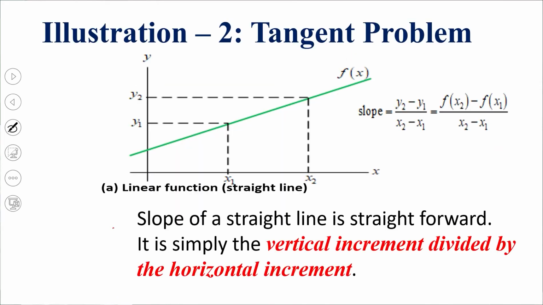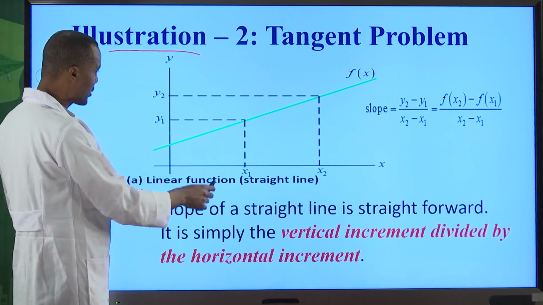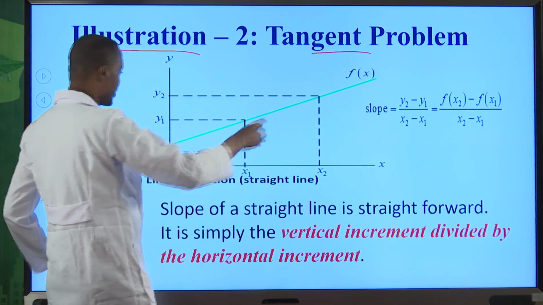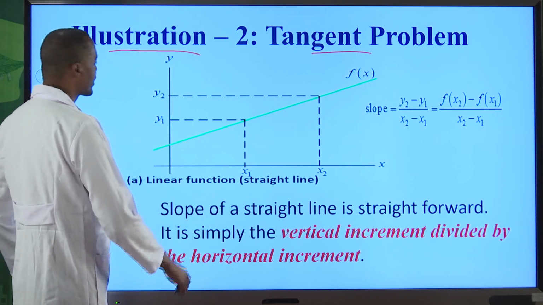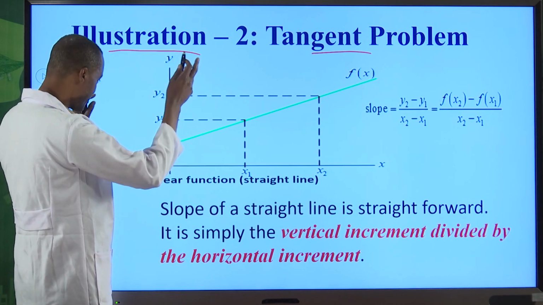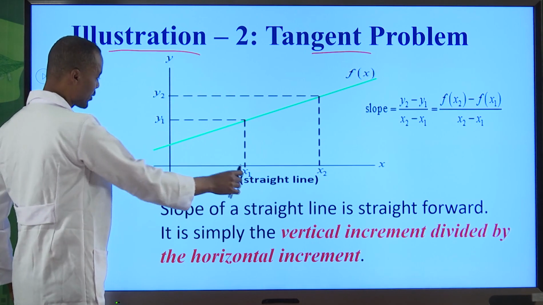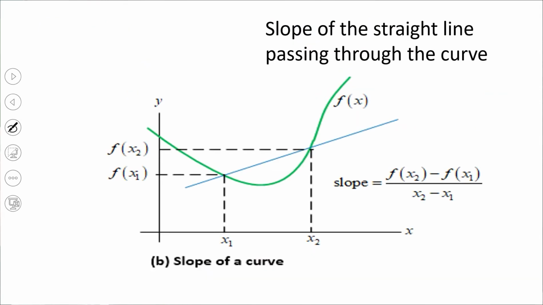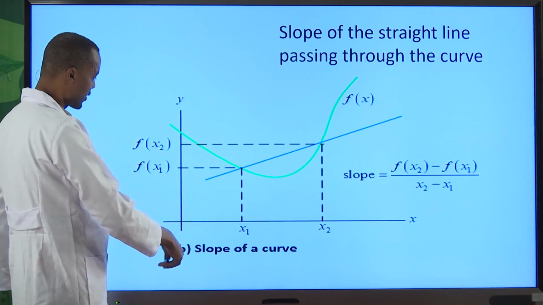So the second illustration: previously we have been talking about area as an illustration of limits. The second illustration is about the tangent problem. The slope of a straight line is very straightforward. It's simply the vertical increment divided by the horizontal increment, y2 minus y1 over x2 minus x1, written in that way mathematically. But what if I'm interested to find the slope of this kind of curve?